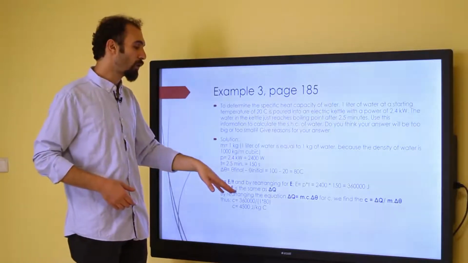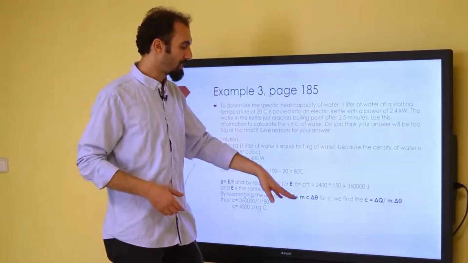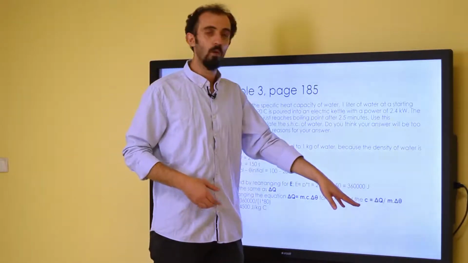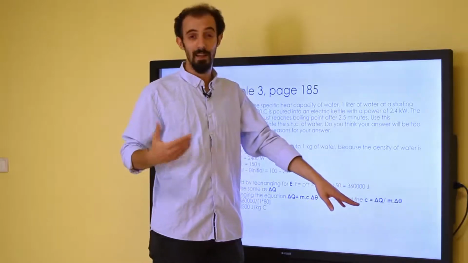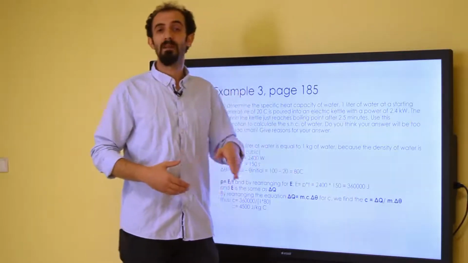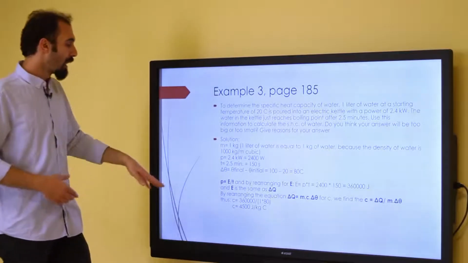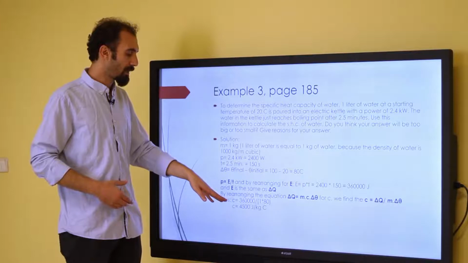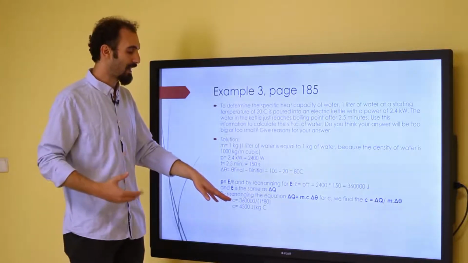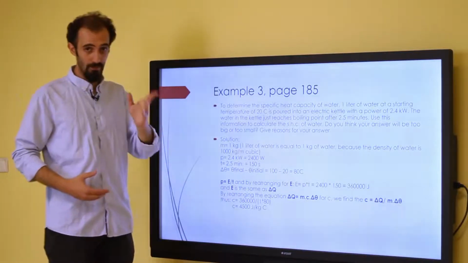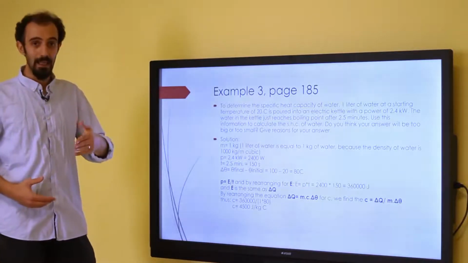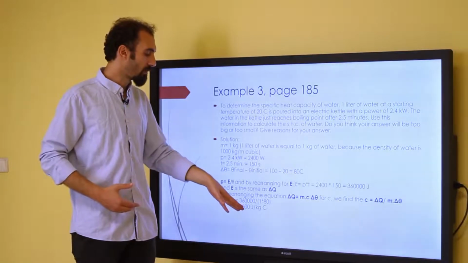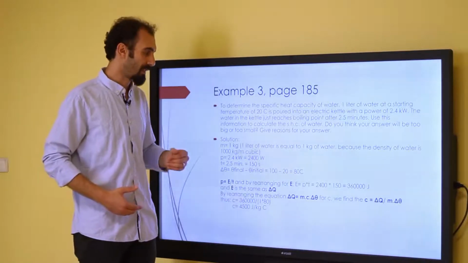By rearranging the equation, delta Q equals M times C times delta theta, for C, we find that C, the specific heat capacity, is equal to delta Q, or just E, divided by the mass multiplied by delta theta. And by substituting what we have, the specific heat capacity is equal to 360,000 divided by 1 kilogram, multiplied by 80 Celsius. And so the specific heat capacity is 4,500 joules per kilogram per Celsius.